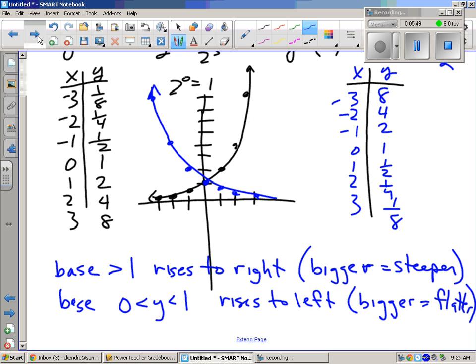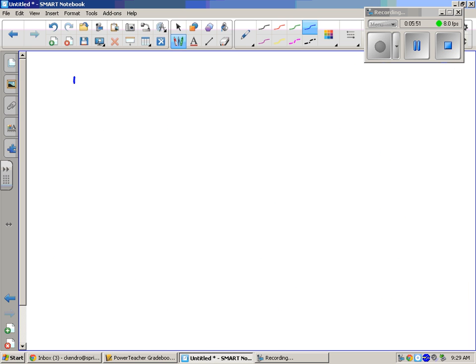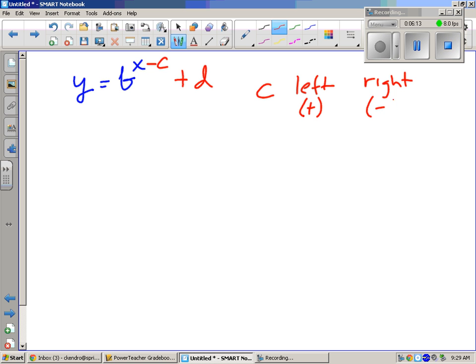All right, next. Our basic equation, y equals b to the x, can be translated. So we could put a minus c and a plus d in there. The minus c goes with the exponent. The c is going to make it move left, which would be a plus sign, or right, which would be a minus sign, which seems kind of backwards, but that's the way it goes. And d is up, which would be plus, or down, which would be minus.